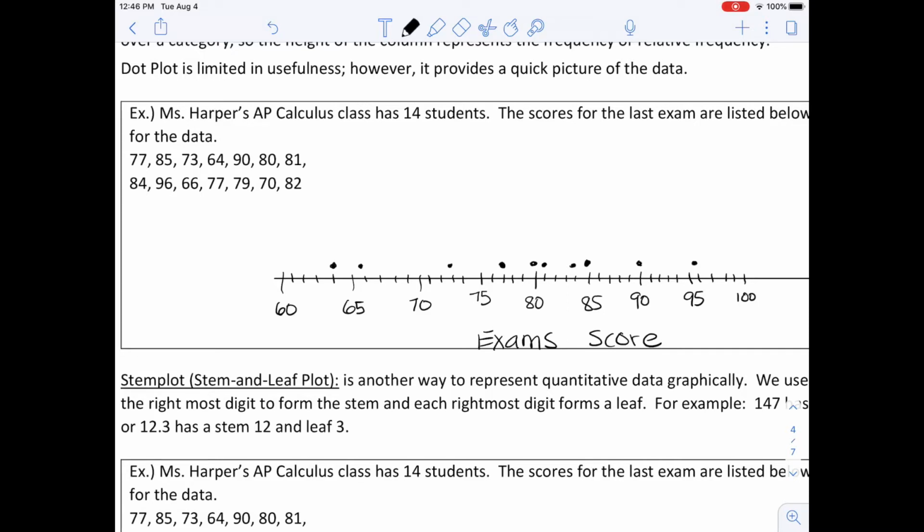77, which we already have a dot at 77. So we just go ahead and put that second dot right above it. And then we have 79, 70, and 82. So it just gives you a quick observation of the scores and how they are kind of spread out.